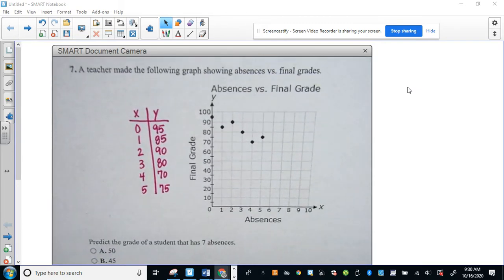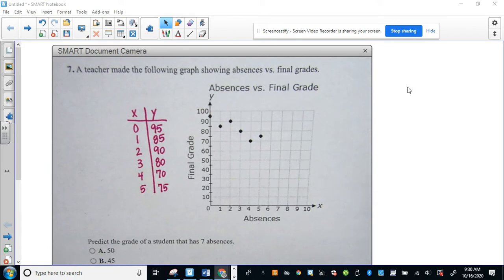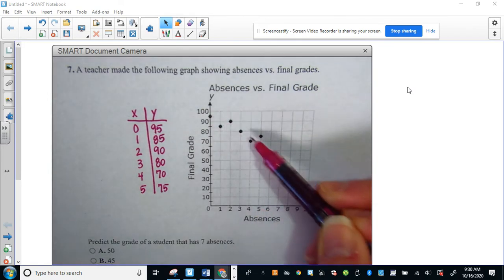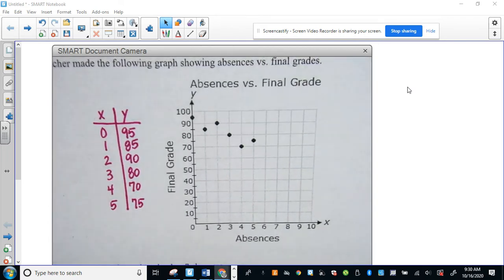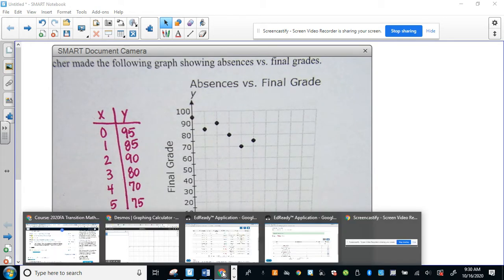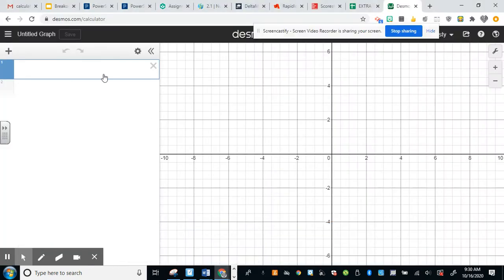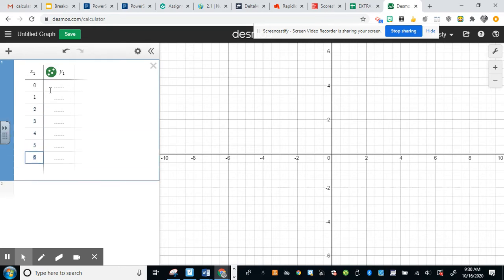7, notice I made a table of those values. And the easy thing with this one is there were only 1, 2, 3, 4, 5, 6 points. So that's not too bad to do. And it's talking about absences and a final grade. So what I want to do with this is show you how I would plot those points on the graphing calculator. So I'm going to switch screens to Desmos and show you how I would do this in Desmos. So first of all, I would add a table, and I'm just taking those table of values that you just saw from the chart. It's a 0, 1, 2, 3, 4, and 5.